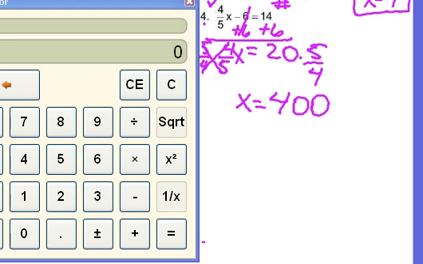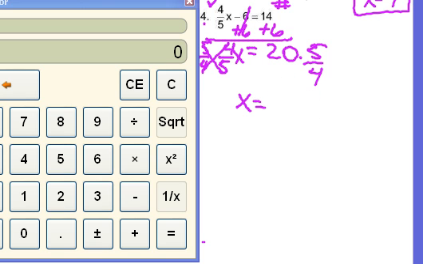Let me erase that. Okay, erase. Pen. All right. Sorry, having trouble. Let me finish this up.